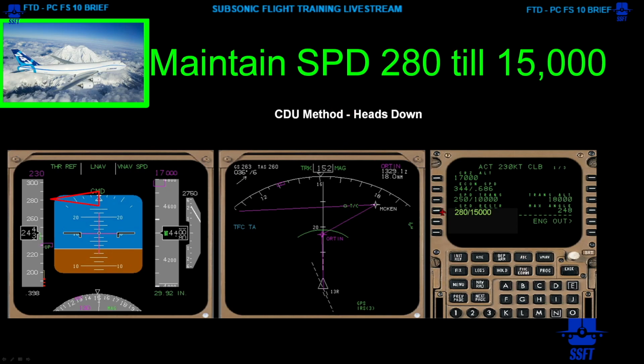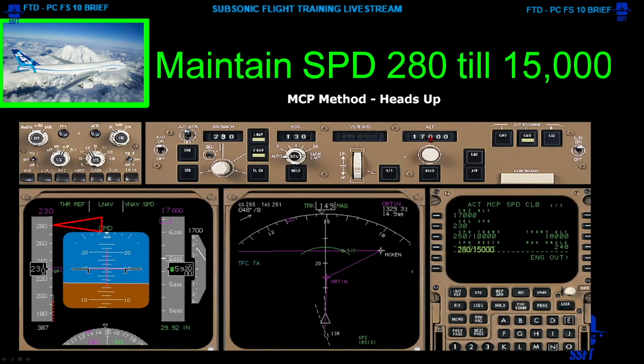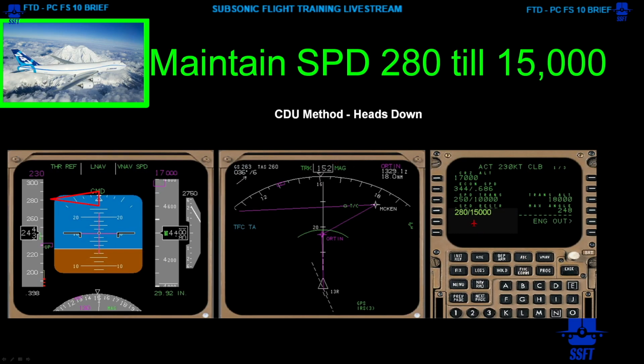And once we put that speed restriction in of 280 at 15,000 on the speed restriction line, then once we pass 10,000 feet, the speed transition will go away. The speed will accelerate, but it's going to stop at 280. And then, of course, till 15,000. Once it gets to 15,000, this will disappear. The speed restriction will go back to dashes, and then we'll go to our econ climb speed.